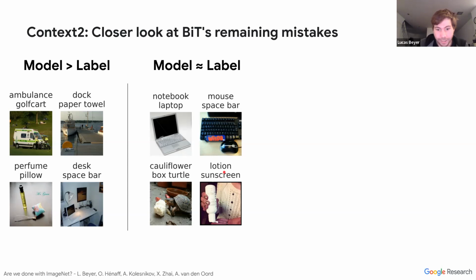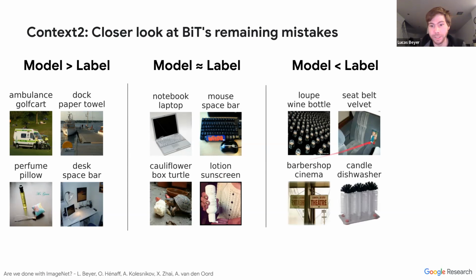And then I actually had a hard time finding examples where the model is clearly bad. I went through a lot of pictures to find the most ridiculous ones, like this one where the model says candle, but the label is dishwasher. Yeah, I mean, it's a special kind of dishwasher, but it still is a dishwasher. Or barbershop versus cinema, or loupe versus wine bottle. And here the model says seat belt, but if you look, there is no seat belt. So that makes sense, and the model is picking up the seatbelt. But these were difficult to find.